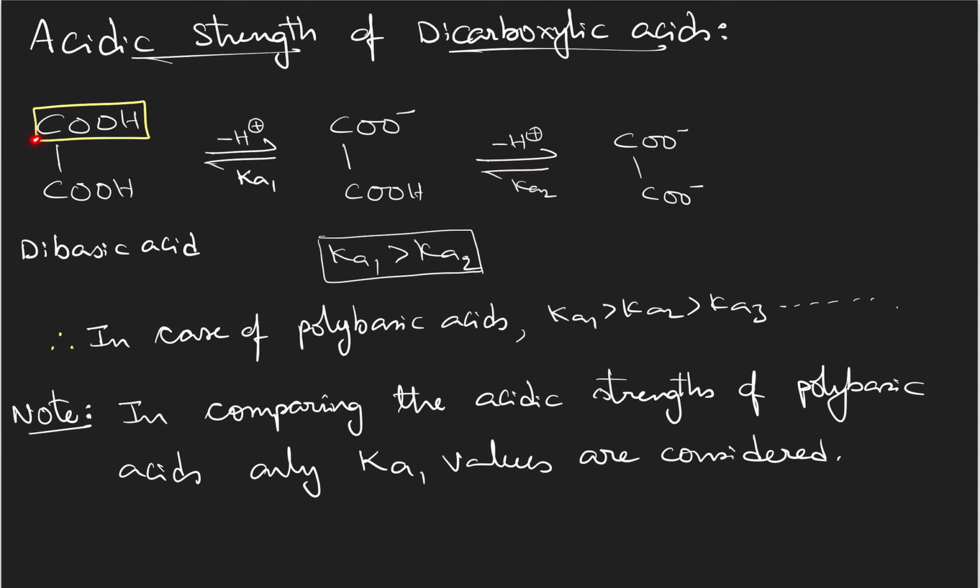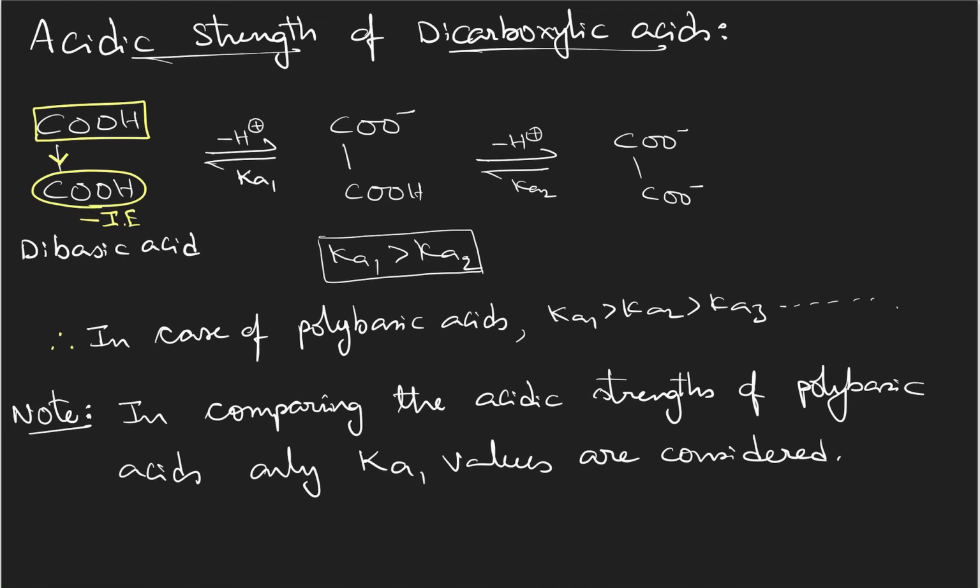So if I assume this as the acidic group, then the other group will be acting as a negative inductive group, the minus I group. And we know negative inductive groups, or in fact electron withdrawing groups, will increase the acidic strength. So this will withdraw the electron density towards itself, so that the release of H plus ion from this COOH group will be faster. That means the equilibrium will move more towards the product side. And the acid dissociation constant measured for such a release of first H plus ion is Ka1.